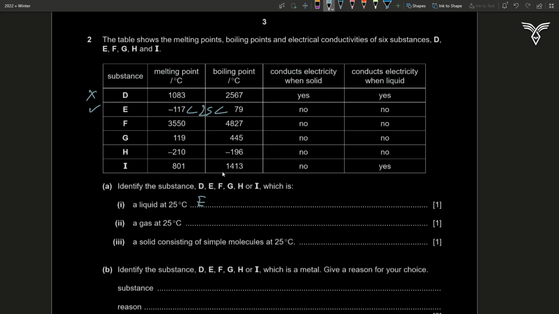حلو جميل زي الفل. طيب بعدين بيقول لك in part 2 a gas at 25 degrees Celsius. الأولى احنا عرفنا إن 25 degrees Celsius مش في الرينج بتاعها. التانية عرفنا إنها liquid at 25. F is this true؟ هل 25 أعلى من 3000؟ لأ. بالنسبة ل G هل 25 أعلى من 100؟ برضه لأ.